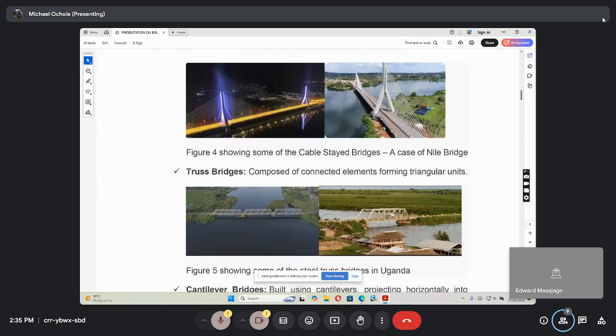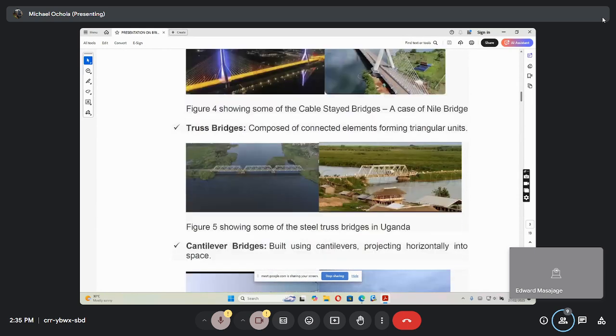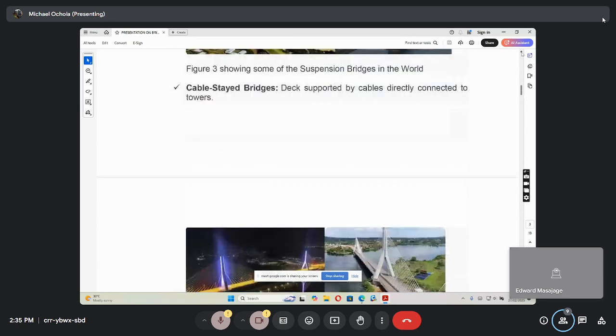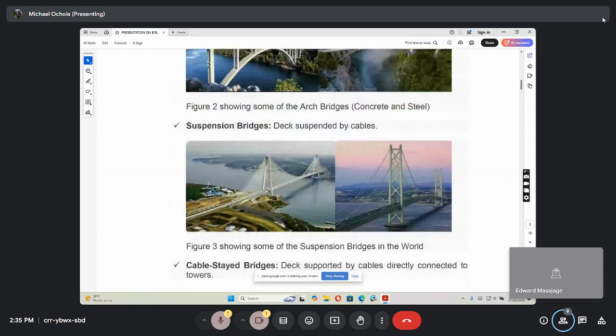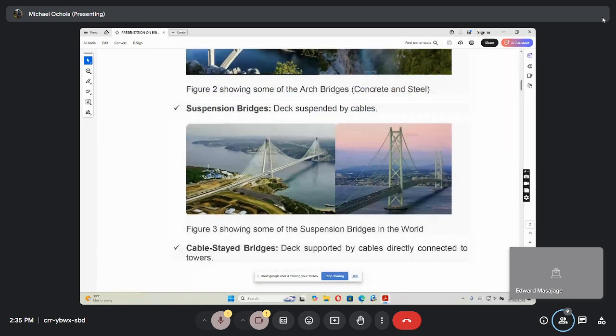So we have looked at beam bridges, we have looked at arch bridges, we looked at cable-stayed, we have looked at suspension, and now we are going to look, I think, let me see this last one. We have truss bridges. You have seen Pakwach Bridge. Some of you have gone to Kayunga. You have gone through Seziba Bridge. We are replacing Seziba Bridge with an arch bridge.